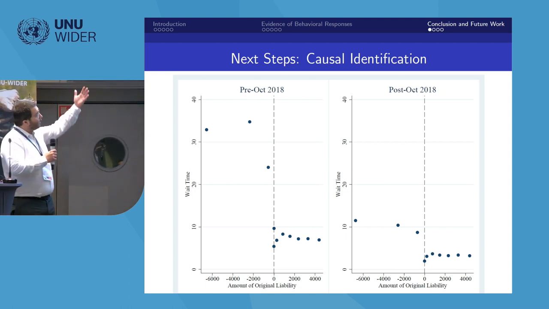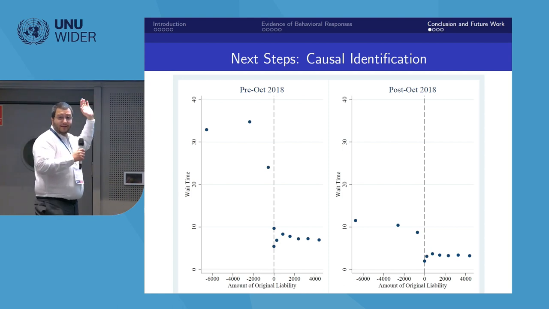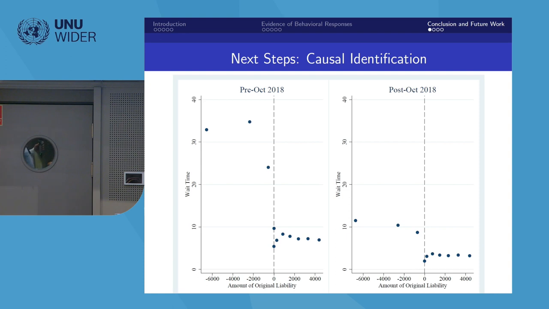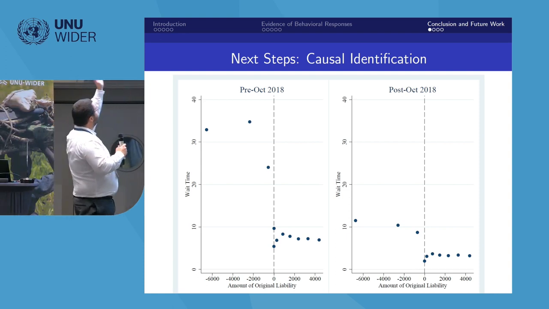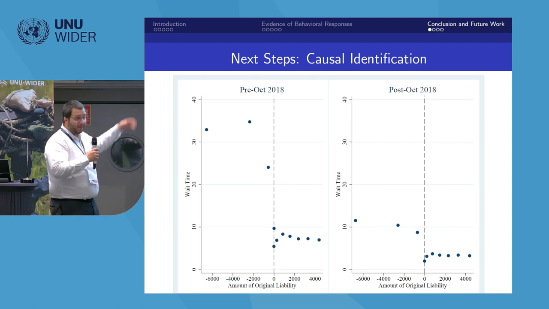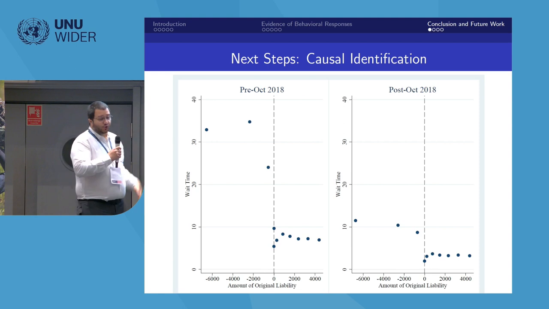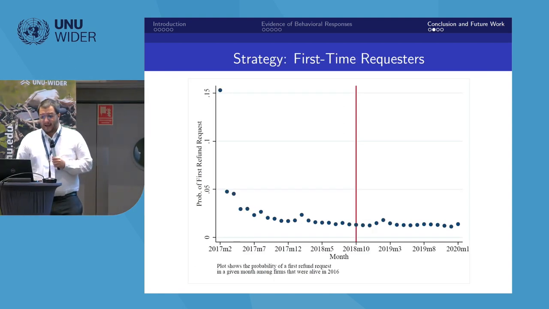And I already showed you the probability of assessment here. The discontinuity in probability of assessment dramatically changed between pre and post October 2018. I can show you here the waiting times, and this is in days, by the way, on the vertical axis. They dramatically dropped post October 2018.